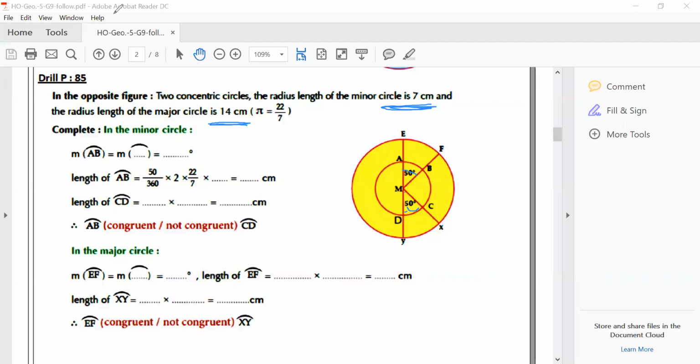Are you still here, Lamis? Yes. Okay, Lamis. Let's complete this drill, Lamis.